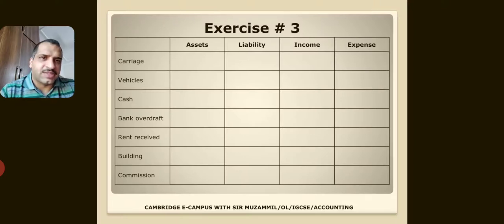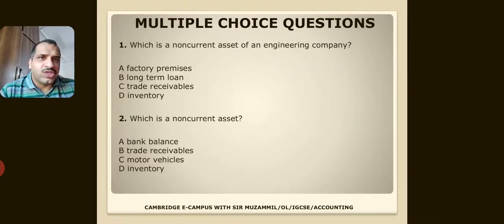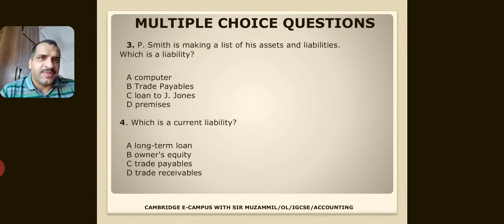Commission, expense. Such types of questions could come in your exam as well. Which is a non-current asset of an engineering company? Four options are given: A, B, C, D: factory premises, long-term loan, trade receivable, inventory. Of course factory premises is a non-current asset. A is the right answer. MCQ number 2: which is a non-current asset: bank balance, trade receivable, motor vehicle, inventory? Of course motor vehicle is a non-current asset.